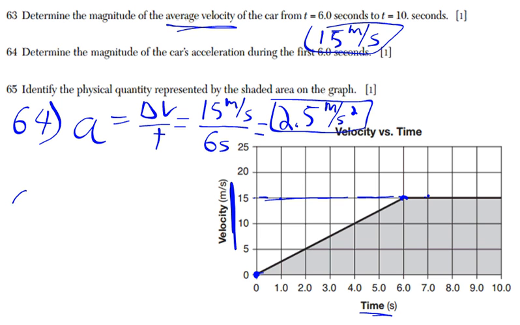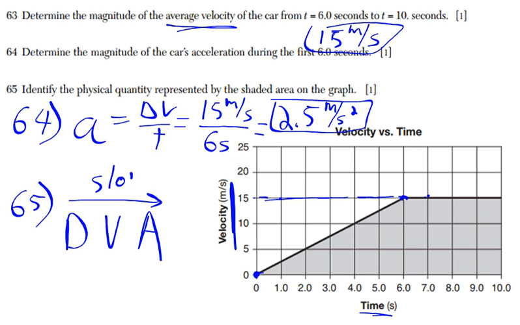And then if we look at number 65, identify the physical quantity represented by the shaded area on the graph. So if you know this one right away, you can definitely stick with it. But if you remember that trick we had from towards the beginning of the year, the GVA trick, remember if you go towards the right, you're doing the slope, and if you go towards the left, you're doing the area.